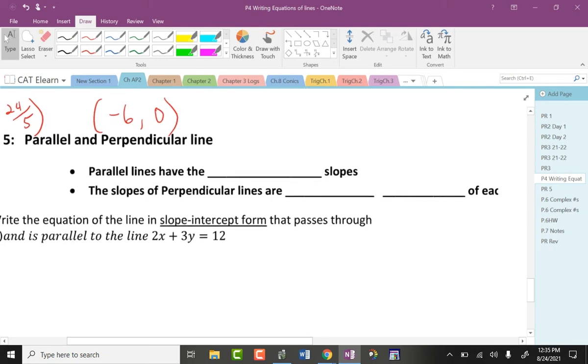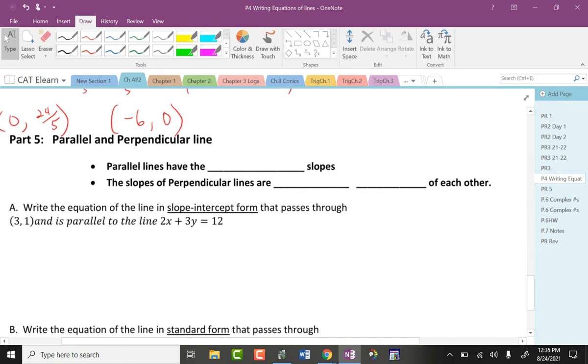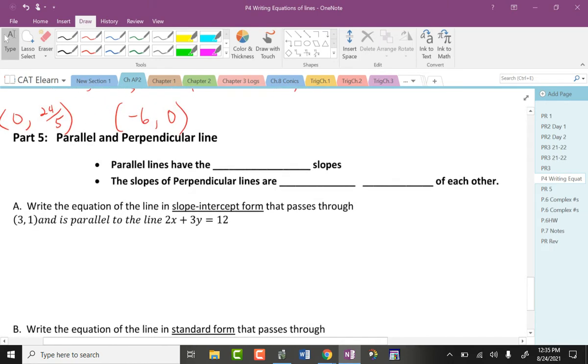All right, and then we can move into the last thing, and I'm almost done. And I'll stamp away, and then you can work on that worksheet.